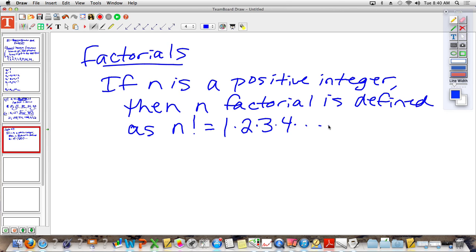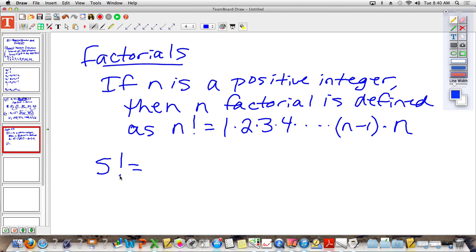So I stop at n, but what number comes right before n? N minus 1. Very nice. So I'm going to keep going until I get to n minus 1, and then n minus 1 has to be multiplied by the very last number, which is n. That's what factorial means.